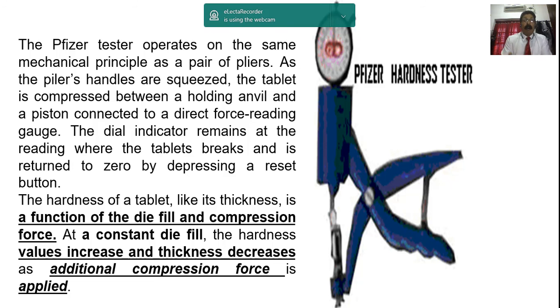What is the parameter responsible that the pharmacist should know behind the hardness? The hardness of a tablet, like its thickness, is a function of the die filling and the compression force. It is a function of die fill and the compression force. What is a die? What is a fill? What is a compression? See, die means, as I told, in a production area, when you go for tablet compression, there will be a die and there will be a lower punch, and an upper punch will go inside the die. Die means what? It is like a hole where both the punches will be moving through the die.